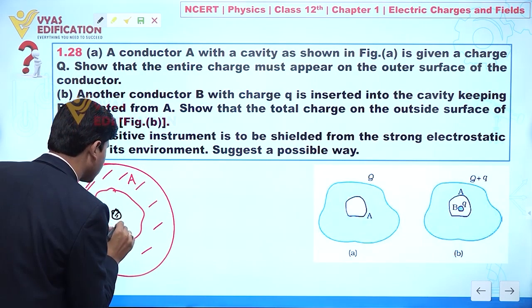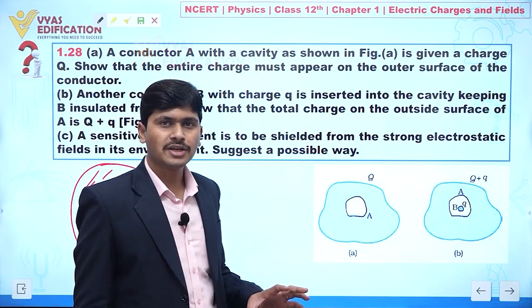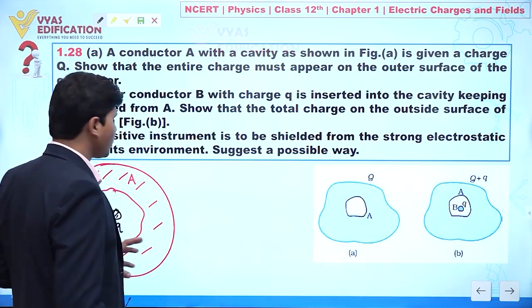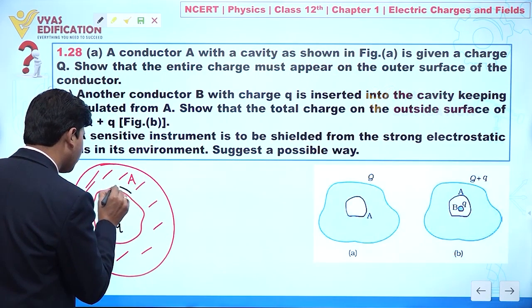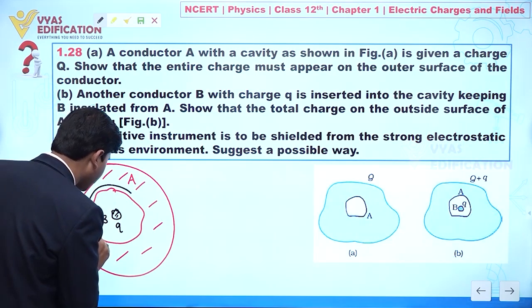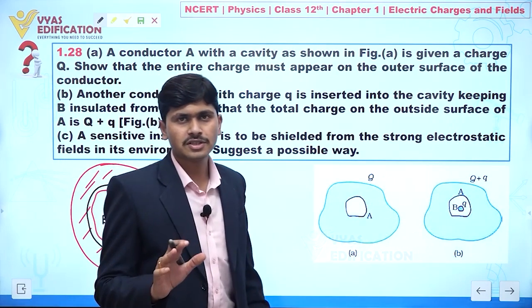Let's suppose this is charge Q, and let's suppose B. A is B isolated. Clear? Now what I am doing? I am drawing here a Gaussian surface. So let's suppose I am drawing here a Gaussian surface. This is very near to this cavity. Clear? Let's suppose this is the Gaussian surface.